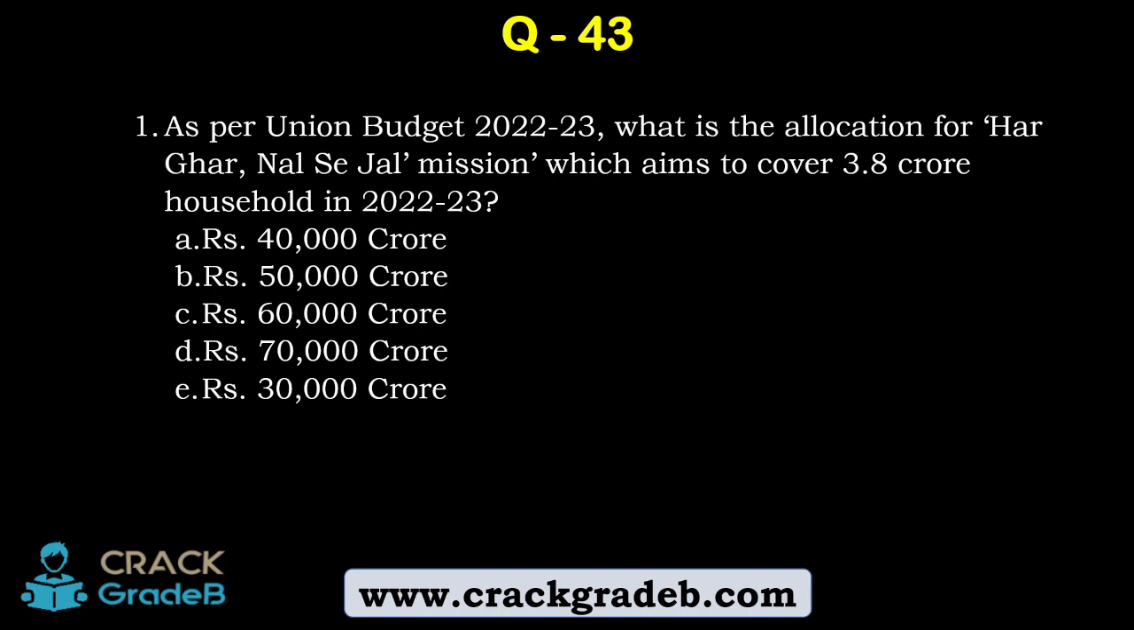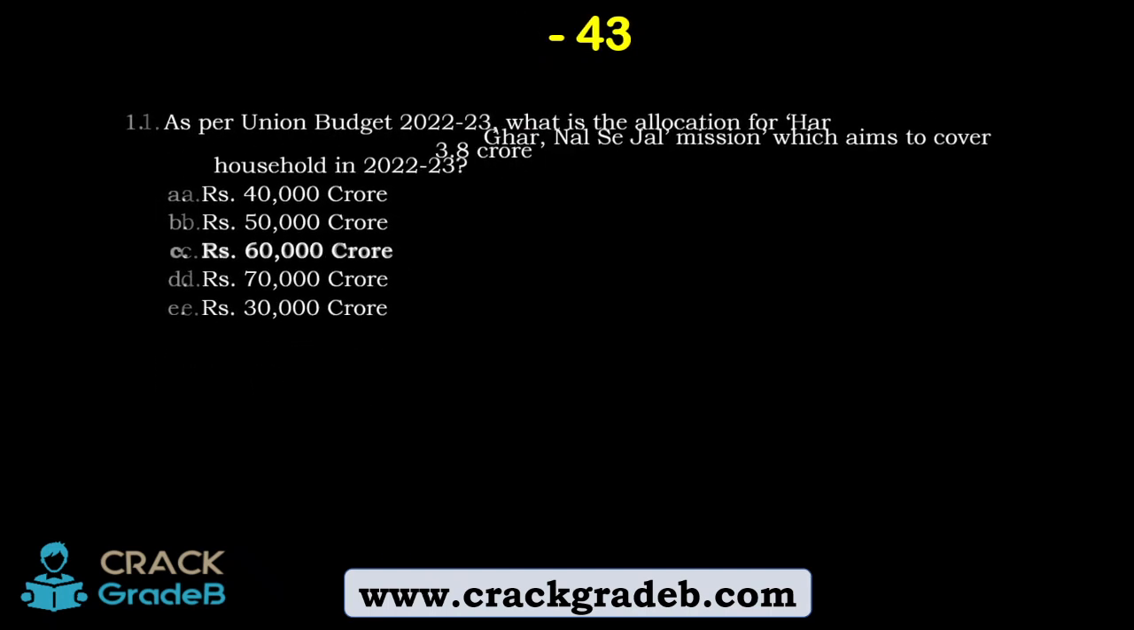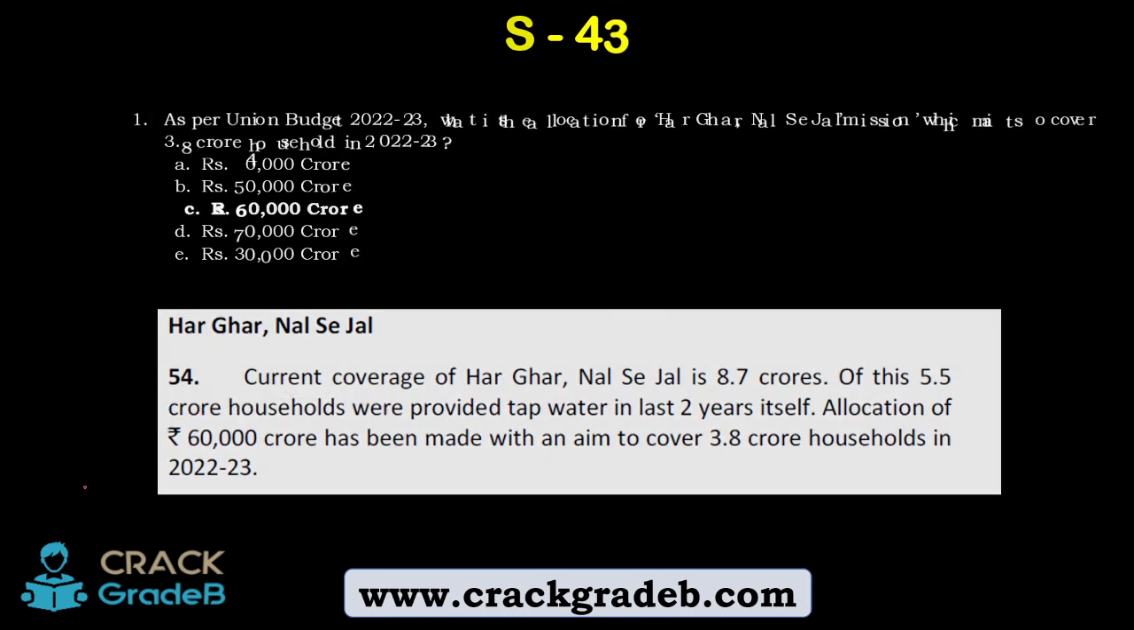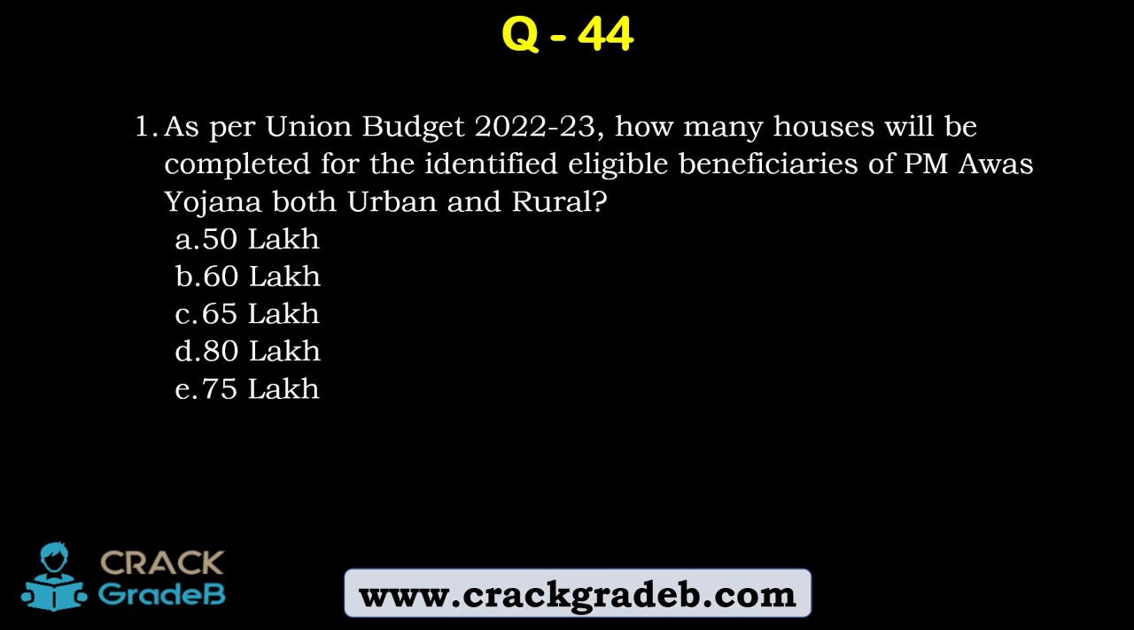Now, what is the allocation for the Har Ghar Nal Se Jal mission, which aims to cover 3.8 crore households in 22-23? So the correct answer is 60,000 crore. How much is it? 60,000 crore. Let's move forward with question number 44.